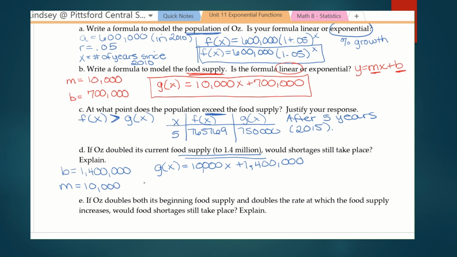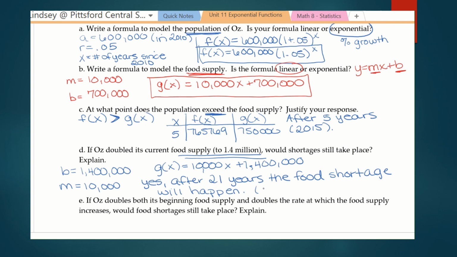So yes, after 21 years, the food shortage will happen. And if we think about it, 21 years past 2010, so we're looking at about the year 2031 is when this food shortage would occur based on our information.